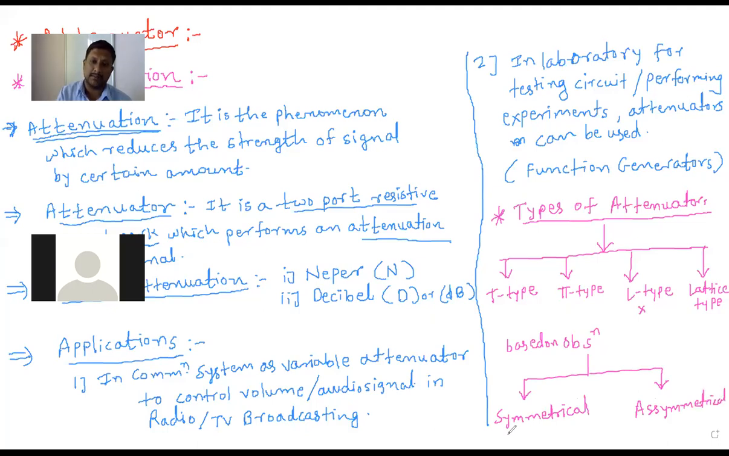Okay, so in symmetrical, T type is there, pi type is there, and lattice. But in asymmetrical, only L type is there. From one side it will look like an L, and from the other side it will look like an inverted L. So we are going to discuss only symmetrical in our syllabus. So this is the classification of attenuators.